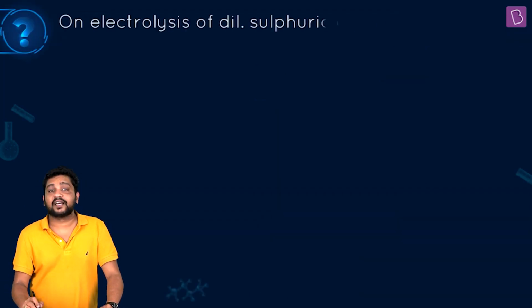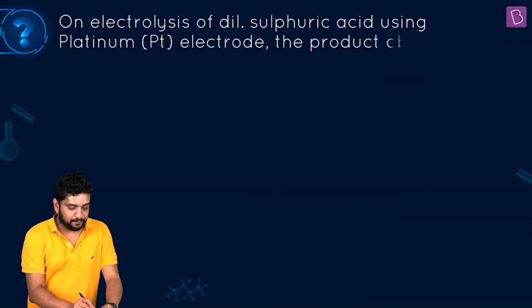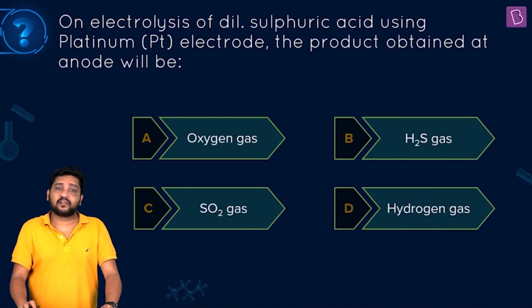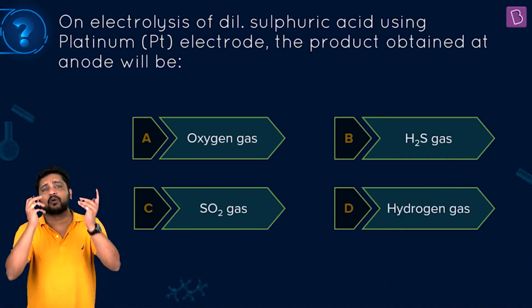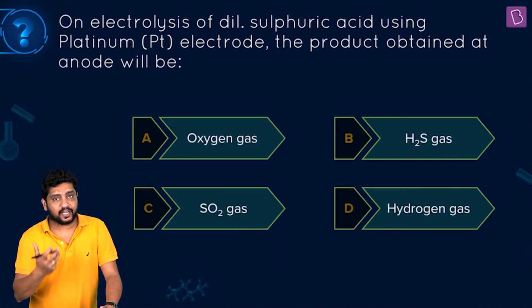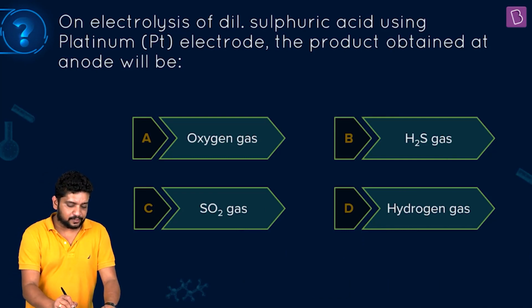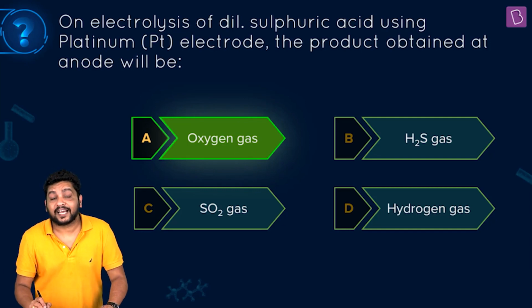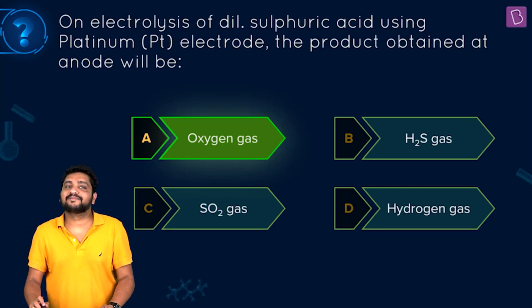Going forward in this question, what was asked? We were told electrolysis of dilute sulfuric acid is taking place. Tell me what is formed at the anode. Anode is where oxidation takes place, and anode is where oxygen gas is formed in this particular reaction. So our correct answer is option A.